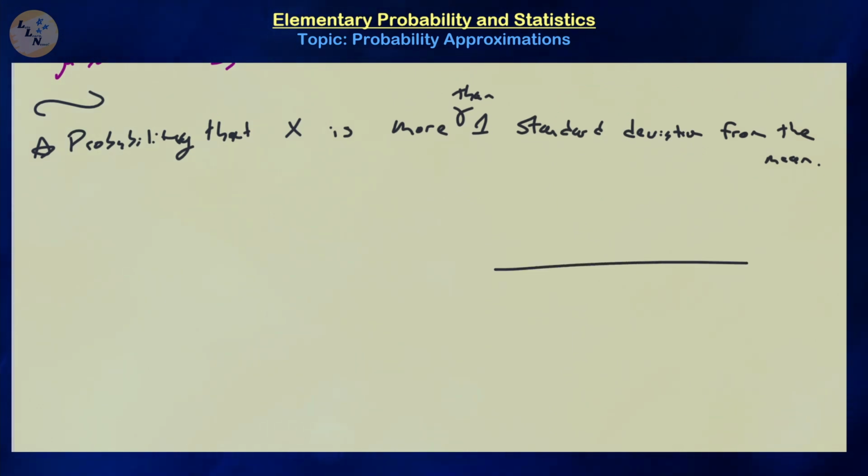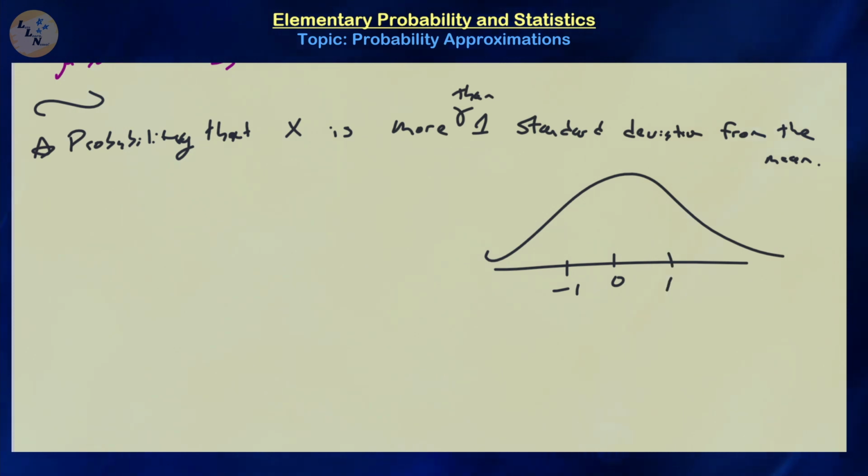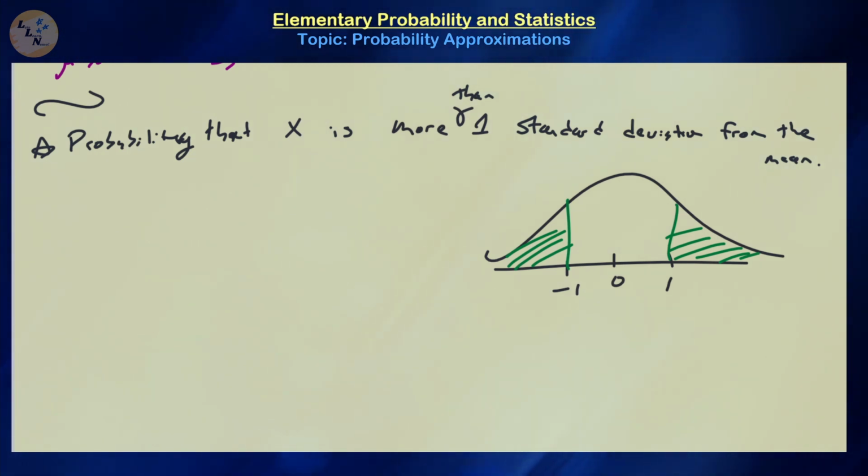So if we look at our normal distribution, let's assume that this is our standard normal distribution, so 0, -1, and 1. So that means we want the probability that we're within the tails of the distribution, in particular the one standard deviation tails of the distribution. So how do we find that?